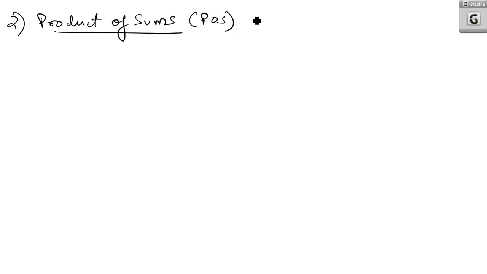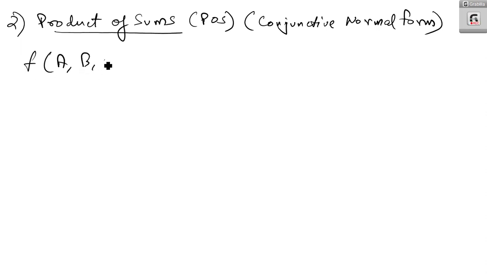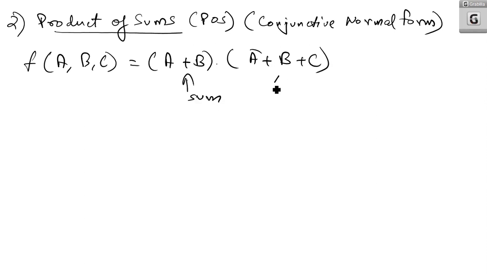Okay, so coming into second one is product of sums form. Product of sums, or it is known as POS, or it is also known as conjunctive normal form. Okay, so if I am writing an example, I can write f of a, b, c is (a or b) and (a bar or b or c). So this is sum, this is also sum. So you can get this is the product. This is product of sums form. That is an example. Okay.